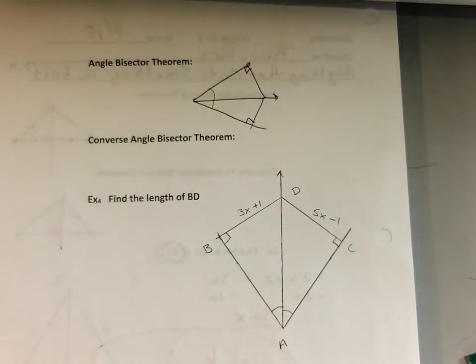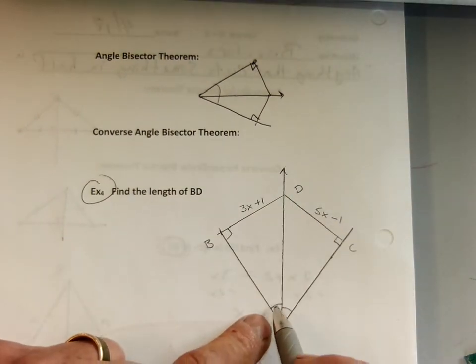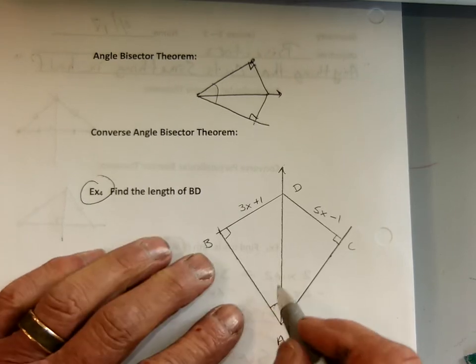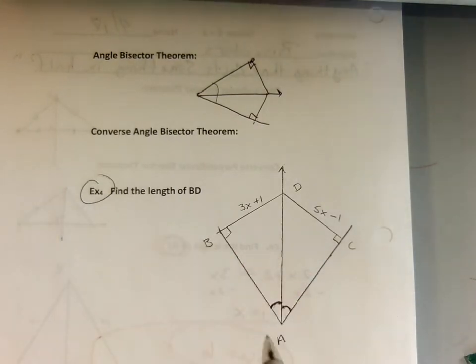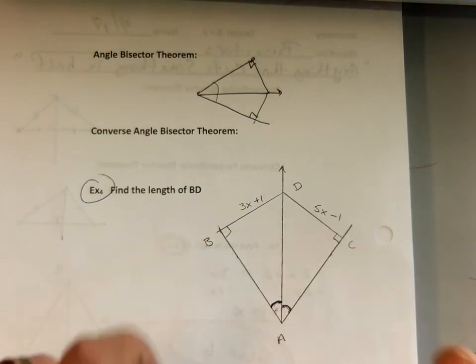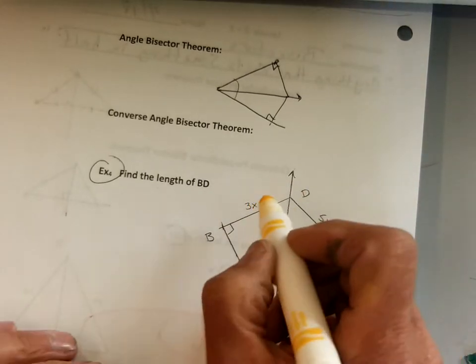So let's take a look at example 4. Here's what we know. We know it's an angle bisector. This is the way we see it. This little dash here and this here is one way in geometry we say that these two angles are equal. If the two angles are equal, and here it is 90, then these two sides must be equal, right? So I know these two sides are equal.